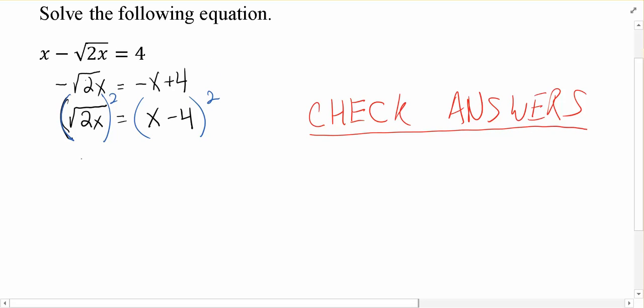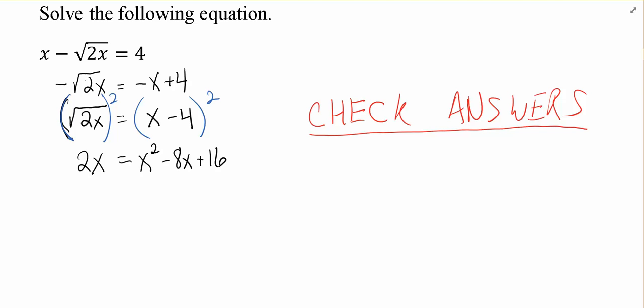Left-hand side is easy to square because we're squaring a square root. On the right-hand side, we've got to do the whole a squared plus 2ab plus b squared thing, or you could FOIL that out. So now that we have this quadratic, we see an x squared, the first thing we want to ask ourselves is, can I easily get a perfect square on one side, number on the other? And the answer is no.